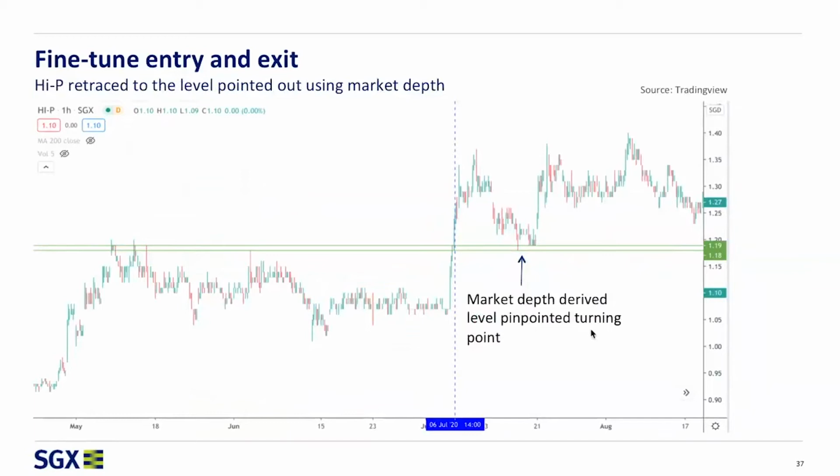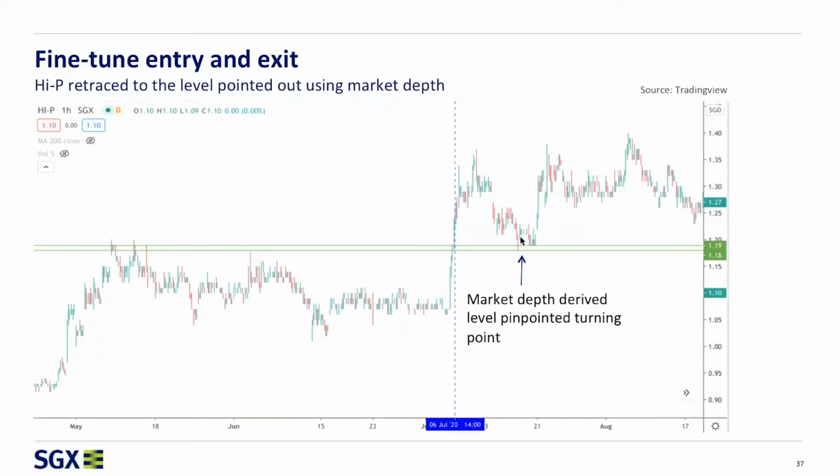Now with high P, what happened was that on the 6th of July, this was what happened, a huge surge upwards. Price continued to move up towards the 135 region and started to retrace. You can see that on its retracement, it came back down to the region of 1.18 to 1.19.